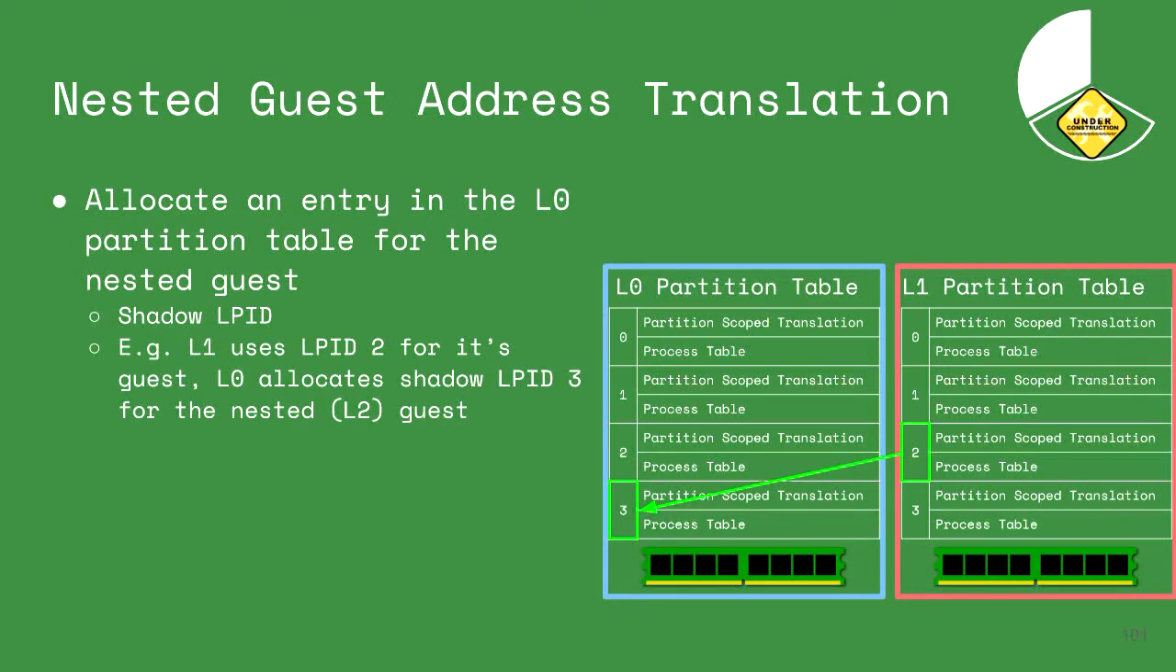And we then allocate an entry in the table for our nested guest. For example, level 1 might be using LPID 2 to run its guest, and it has an entry in its partition table. And level 0 might allocate LPID 3, just because that happens to be the next free one, and allocates an entry in its partition table for its nested guest, or the level 2 guest running under level 1.